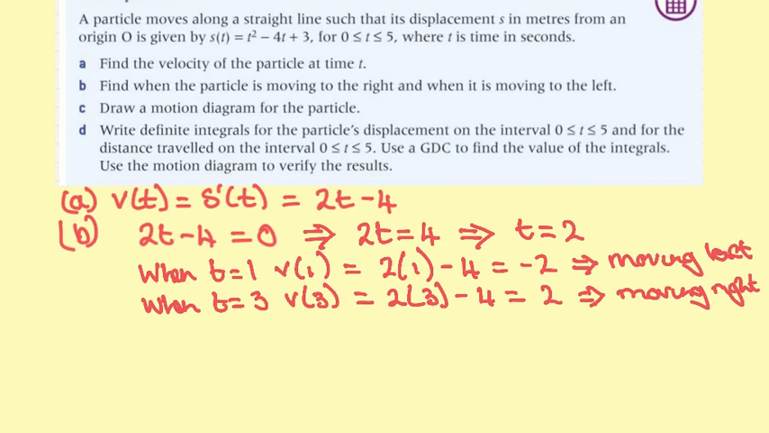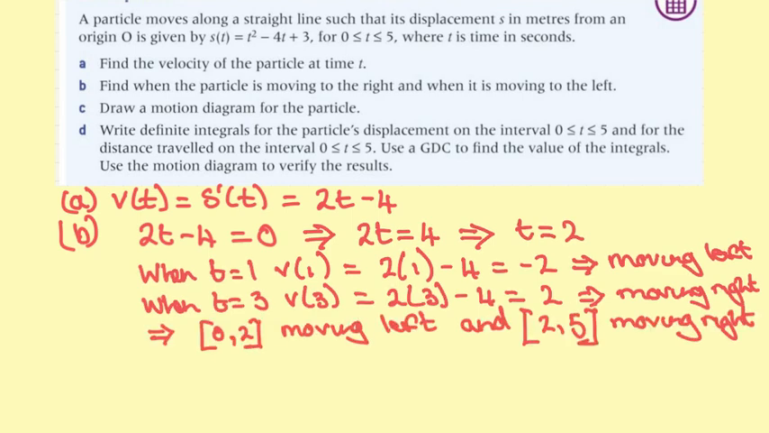When t is 1, the velocity at 1 is equal to minus 2, therefore it is moving left. When t is 3, the velocity at 3 is equal to 2, therefore moving right. Therefore we can say between t is 0 and t is 2, the particle is moving left, and between t is 2 and t is 5, the particle is moving right.